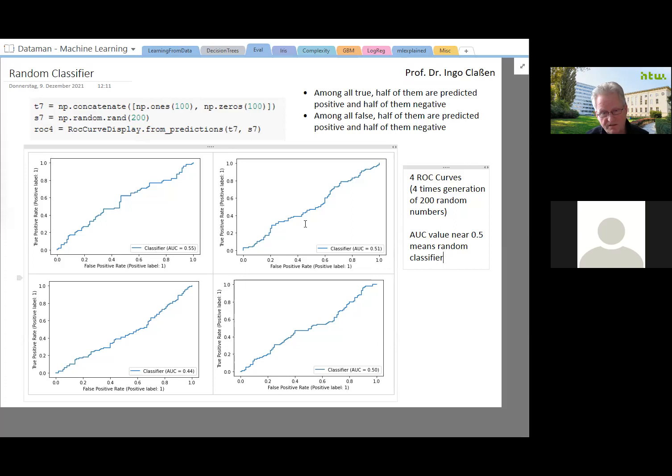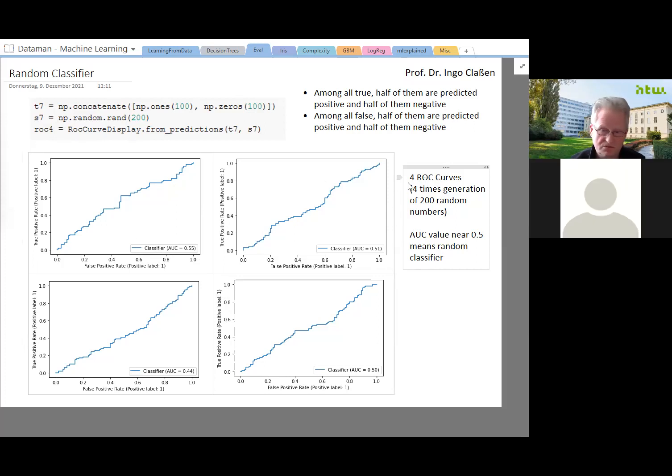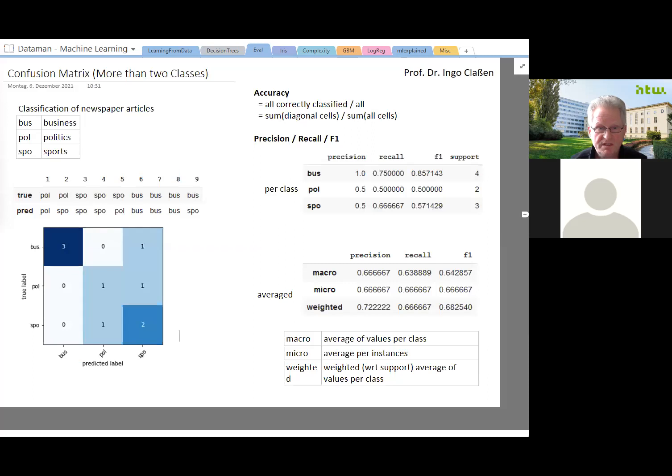Yeah, the idea behind this is that I have calculated random numbers, so that was random guesses, and I looked at the ROC curves. I've done that 4 times to show you that we always get a classifier with roughly 0.5. Okay, so these were binary classification problems.